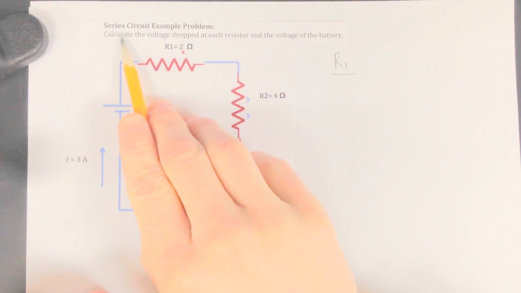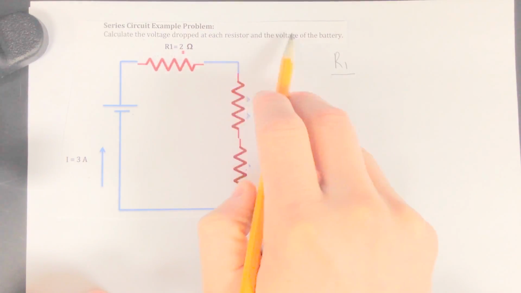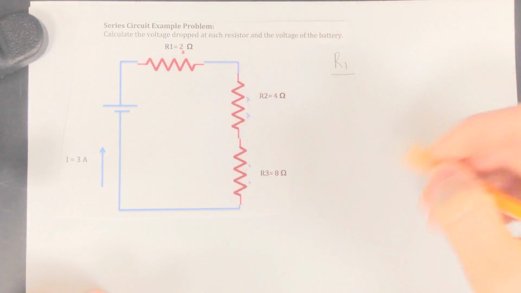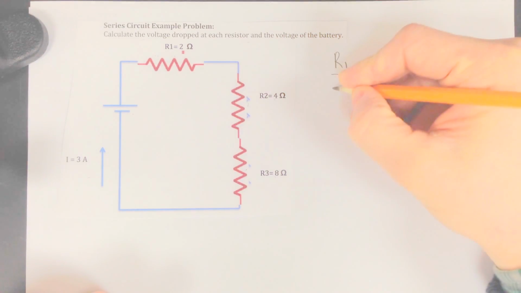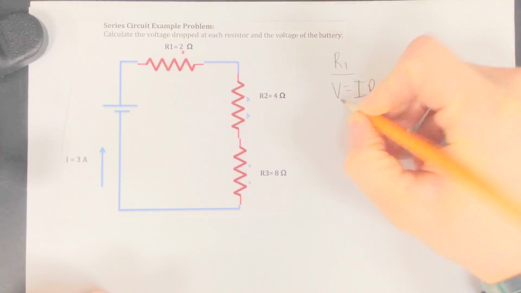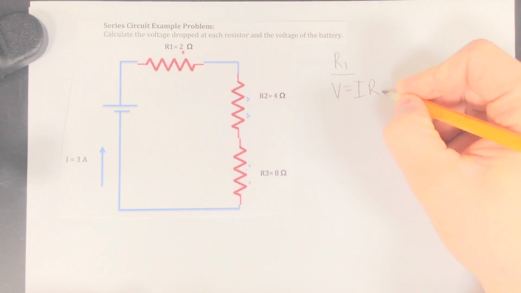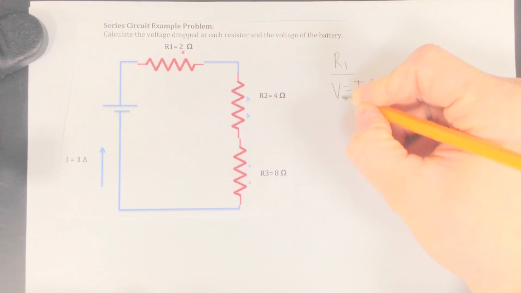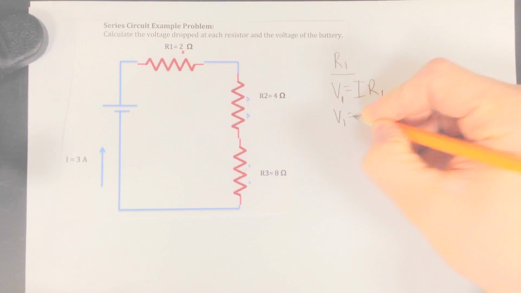Alright, and the problem asks us to calculate the voltage dropped at each resistor, then calculate the voltage of the battery. Alright, so what we're going to use is Ohm's law to do this. So we're going to say for R1, we're going to calculate the voltage dropped at R1. That's the V in Ohm's law. Alright, so V equals IR for R1. The voltage dropped at R1 is going to be called V1. So to calculate the voltage drop there, that's V1.